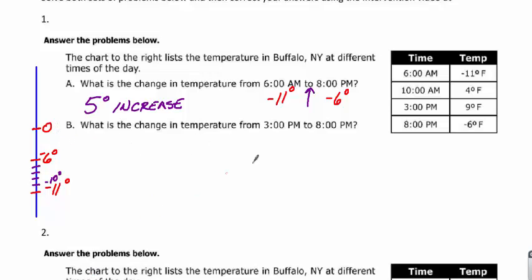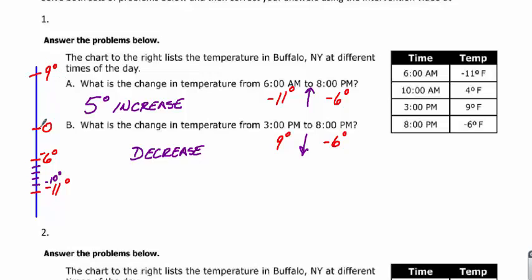The next question was, what's the change from 3 p.m., so there's 3 p.m., it was 9 degrees above, to 8 p.m. is 6 degrees below. So if I go back over and I figure out about where 9 would be, call that 9 degrees, it went from 9 to negative 6. That's a decrease in the temperature. So we know that in this case, the temperature had a decrease. How much of a decrease?